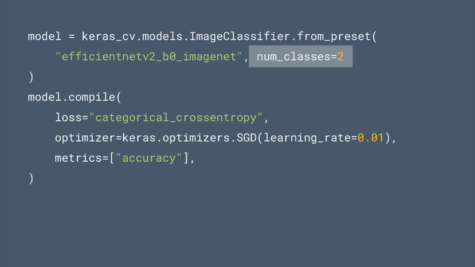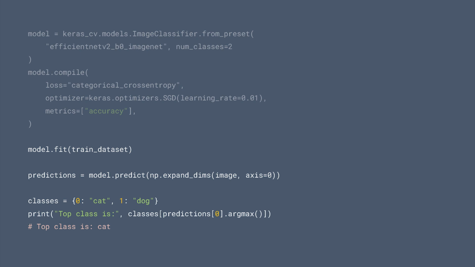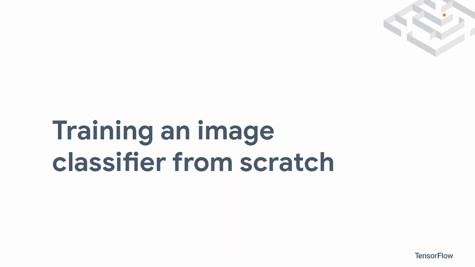Now we load the EfficientNet model again and compile the model. Note that this time we specified number of classes as 2, since there are only 2 labels, cat and dog. Then we call the familiar fit method to kick off fine-tuning. After training is finished, we can run the prediction and get the result, cat. That's it for fine-tuning. Our next topic is more advanced, training an image classifier from scratch.